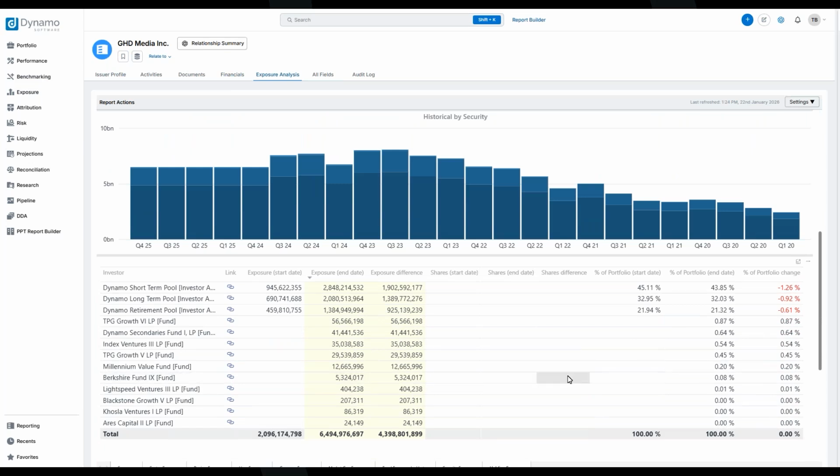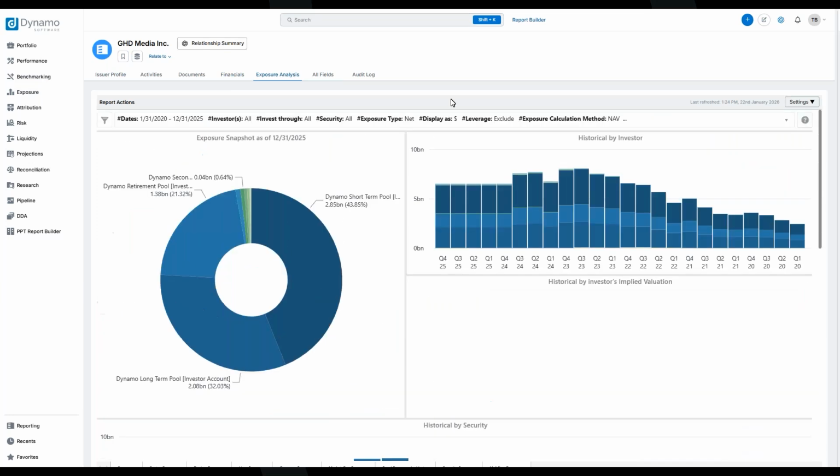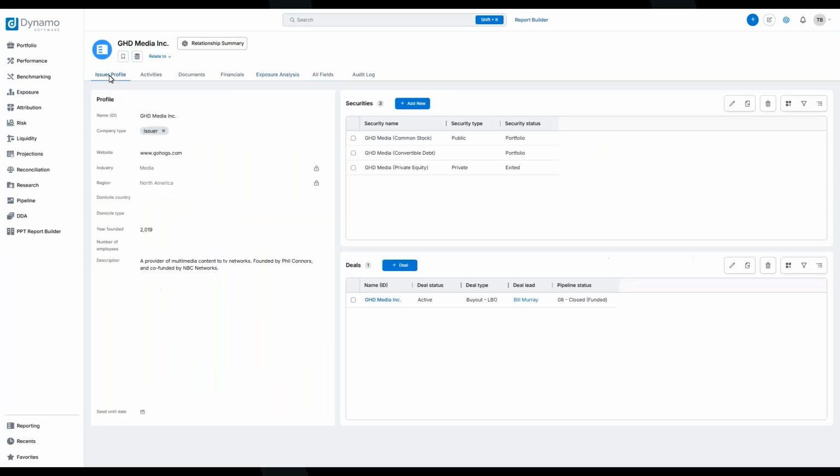I'd be able to see the start and end periods and changes to that. So I've got all kinds of details at that investor account level, the fund level. I drill down to the issuer, and I've got financials and exposure level there.